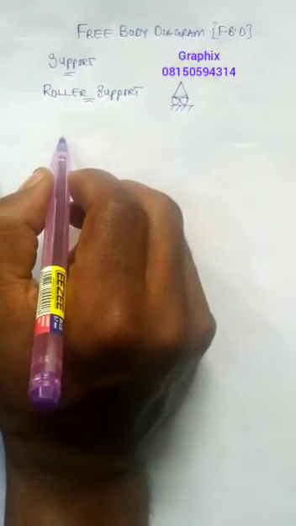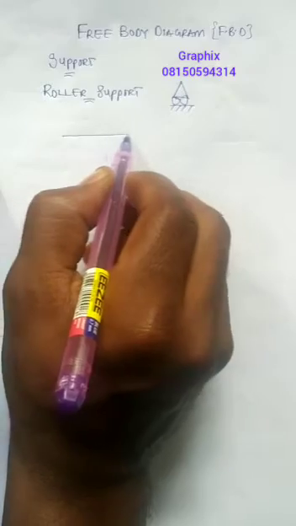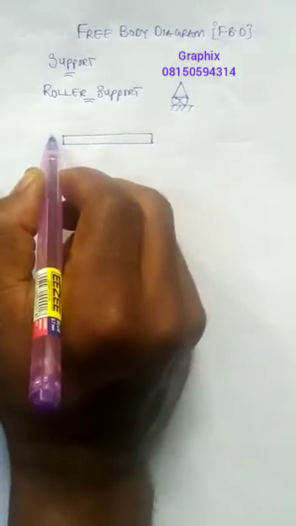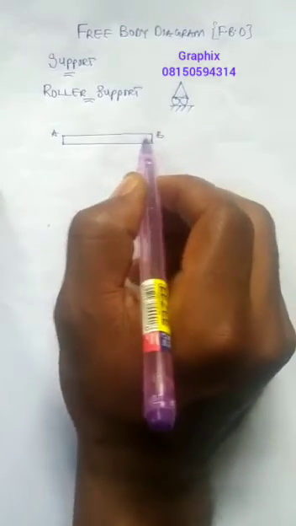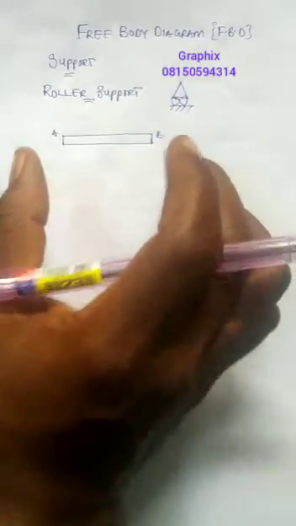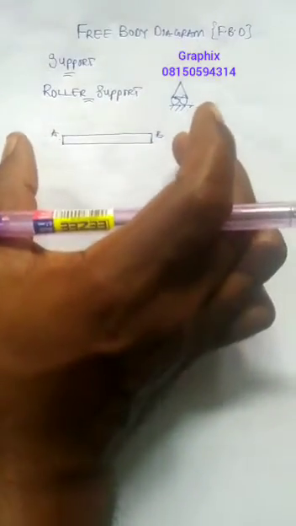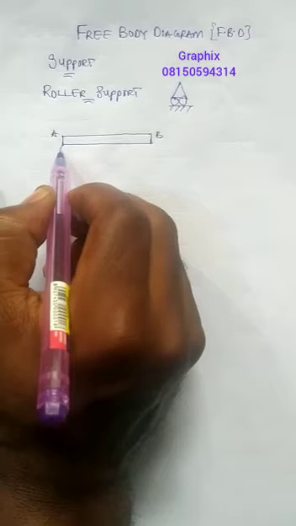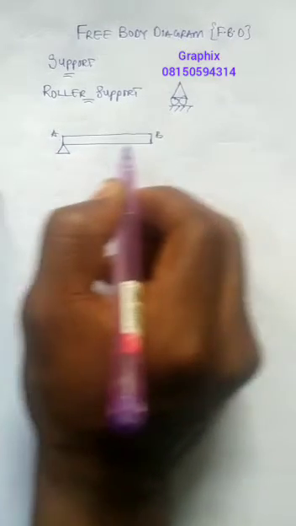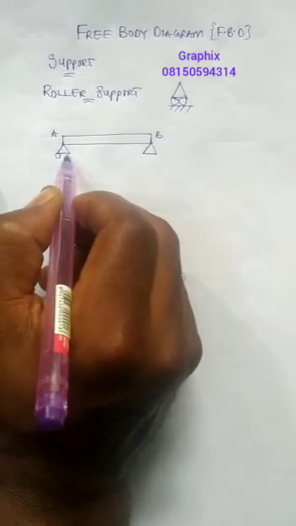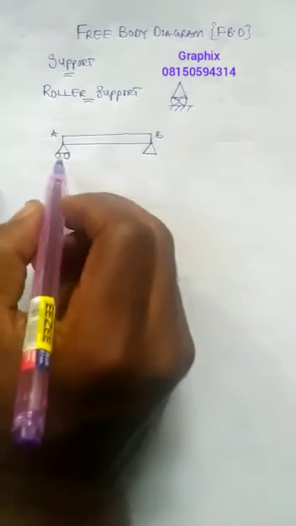For instance, now let us consider a beam. Let's say this is a beam here, right? This is A and this is B. The beginning of the beam is A, the end of the beam is B. Now what is a beam? A beam is a structural member that is designed to resist load acting at right angle to its longitudinal axis, right?